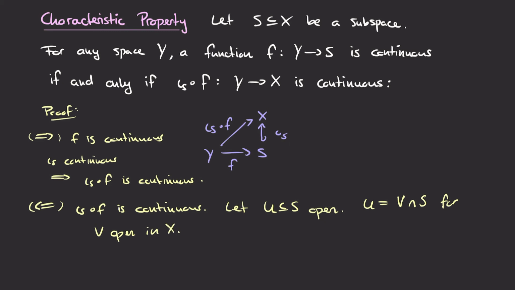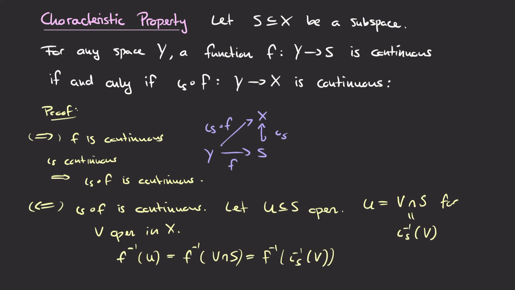On the other hand, we saw before that the intersection of some set with S is actually the same thing as the preimage of ι_S of that subset. Now we want to check whether the preimage of this subset U under f is again open in Y, so that would be the continuity of f. So we're going to check what f inverse of U is. Well, we know that U is equal to the intersection of V with S, and we know that this is equal to the preimage of V under ι_S.